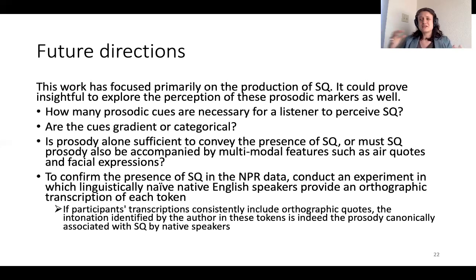This would also provide us a bridge to link up that semantic literature on subclausal quotation, which normally focuses on orthographic quotation marks, with the prosody and intonation that go along with the way people use these in oral speech.